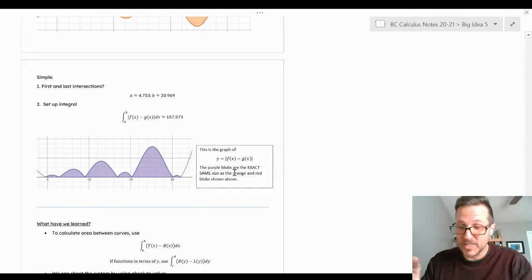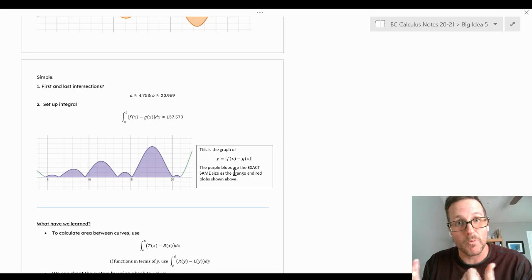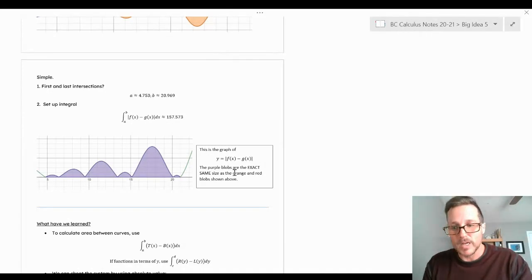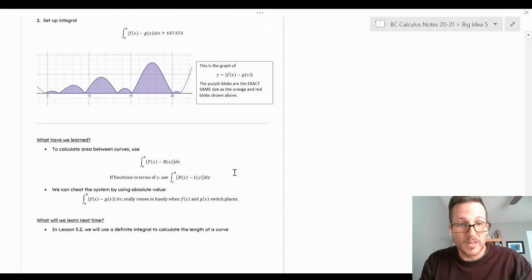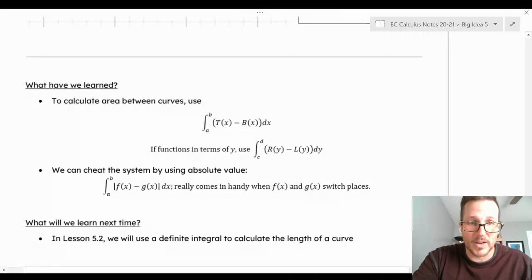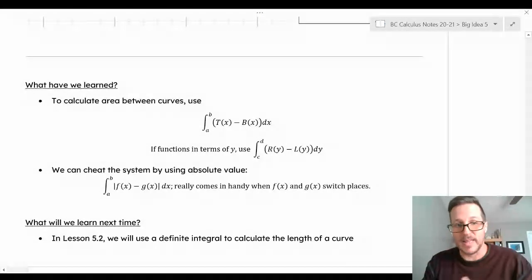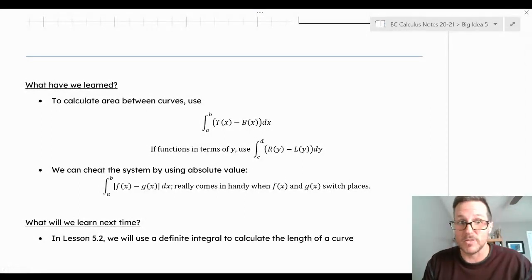All right, we've seen how to set things up easily with top minus bottom. We saw one where we did right minus left. We saw a couple options for flippy floppies where the functions switch top and bottom. We now have a way to cheat the system, doing the absolute value of one function minus the other. We got some options here to find area between curves. So we can use what we know, the integral of top minus bottom or right minus left, or I can use the absolute value of one function minus the other. So you know how to find area between curves now.